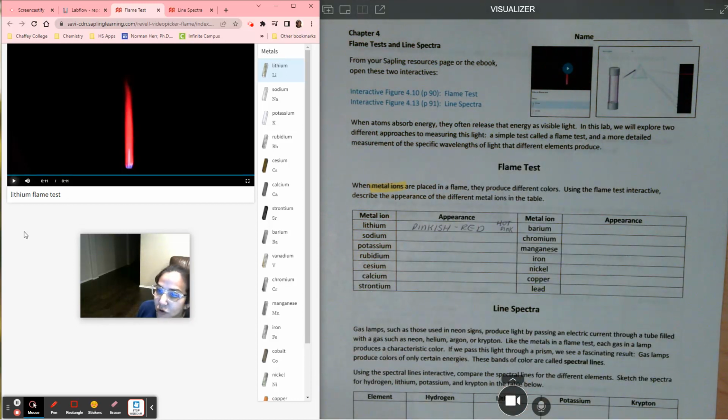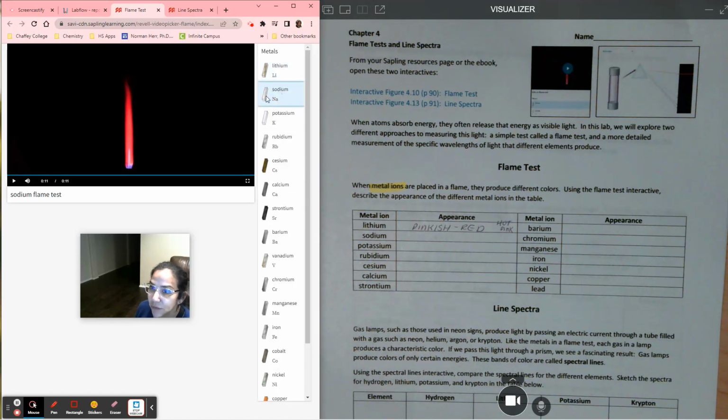Okay. Now you don't have to describe the tiny blue flame here at the bottom, because they're all going to produce that tiny blue flame. That flame comes from the actual gas that is being burned, so not from the ion, not from the metal that was introduced, but whatever the other substance is, the fuel source.